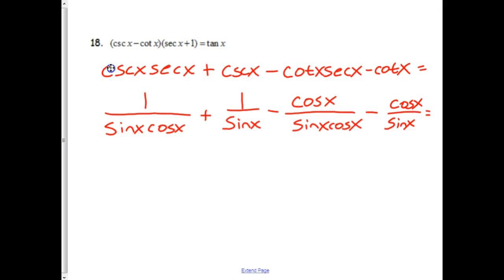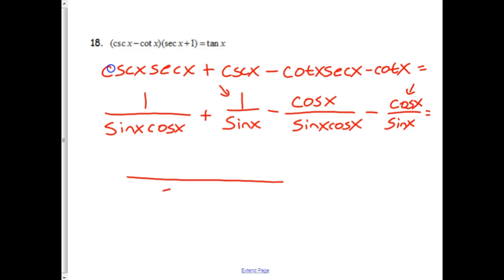Okay, so all these fractions kind of make me dizzy. So let's put them all together and make them one, right? Okay, so we just need common denominators. So it looks like sine times cosine is the common denominator. So we just need to change this fraction here and this fraction here, right? Just to be able to put them all together. All right, so when we do that, what does that look like?